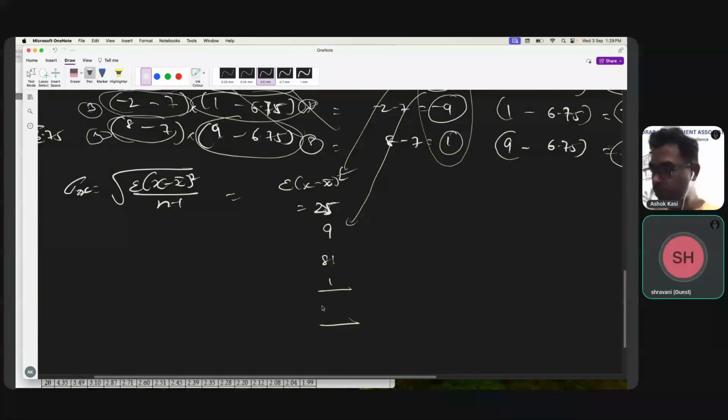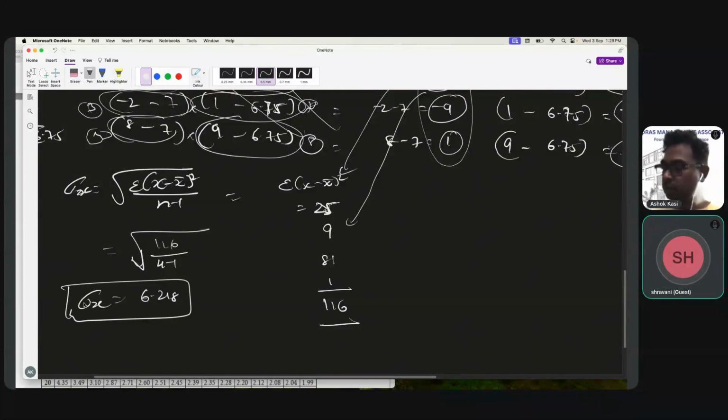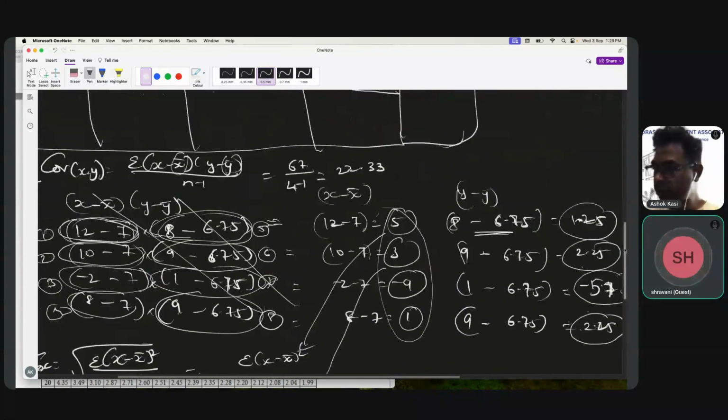116. Okay, 116. So this is equal to the root of 116 divided by 4 minus 1. Just calculate this. 6.218. Okay, standard deviation of x. Similarly, now standard deviation of y. So standard deviation of x is 6.218.